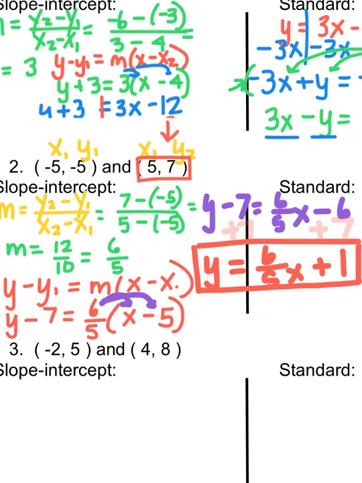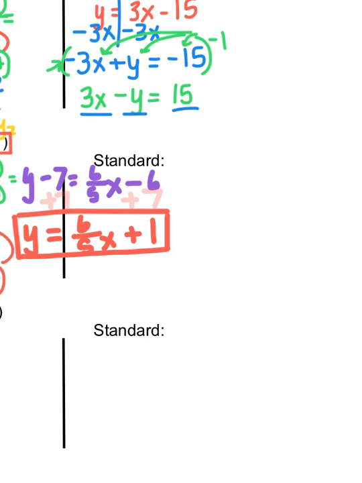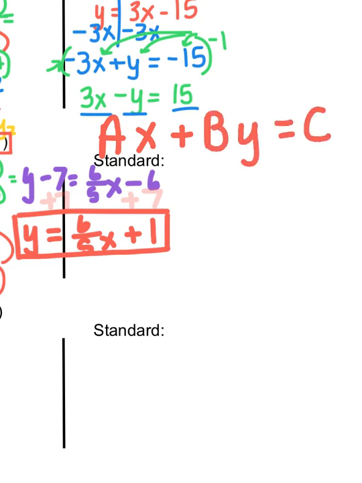Let's go to standard. We have our slope-intercept form, and we want to make it standard. So just as a reminder, ax plus by equals c is standard form. So we do have a fraction this time. We're going to multiply each term by the least common denominator. Well, there's only one denominator, and that is the 5. So we'll multiply each term by 5.